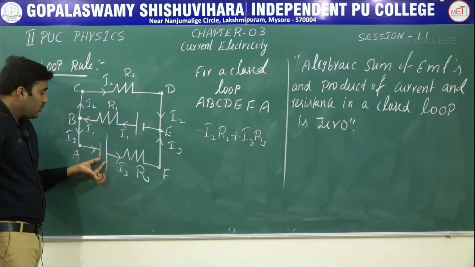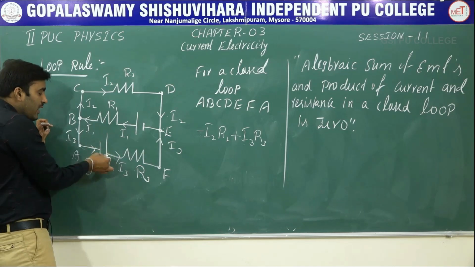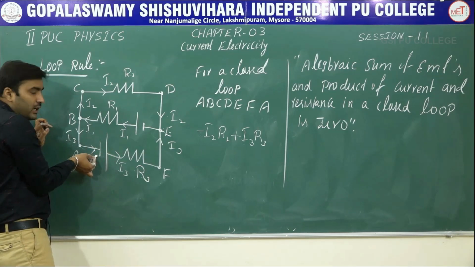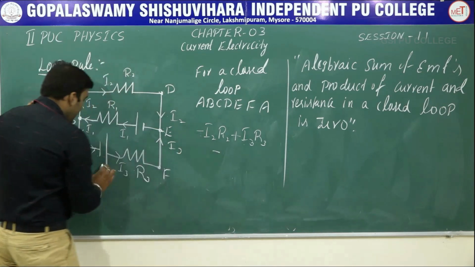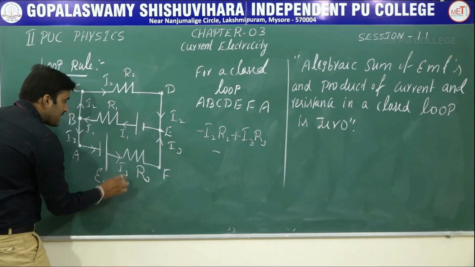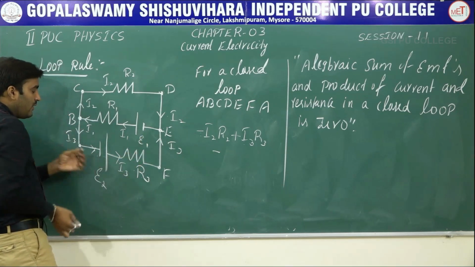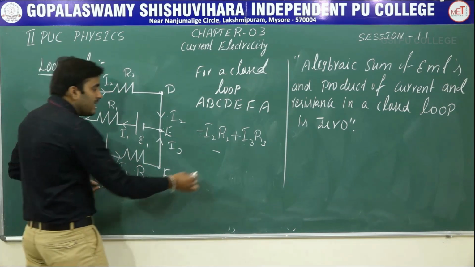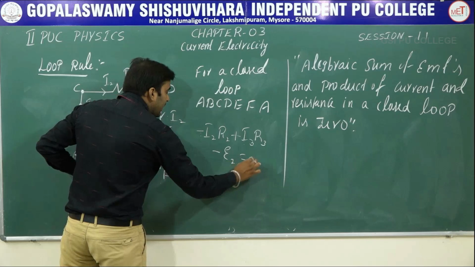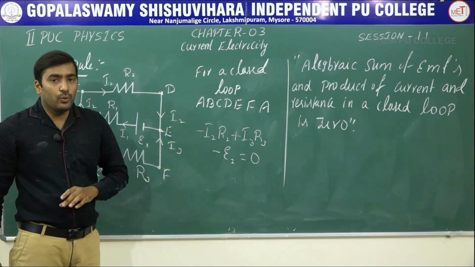Now here we have a cell again. We are moving from positive potential to negative potential in a cell. Therefore this is considered negative, and I will mark the EMF of this cell as E2 and the EMF of this cell as E1. From here to here we are moving from positive potential to negative potential. Therefore EMF is considered negative. So minus E2 equal to 0. This is how you can apply the loop rule.